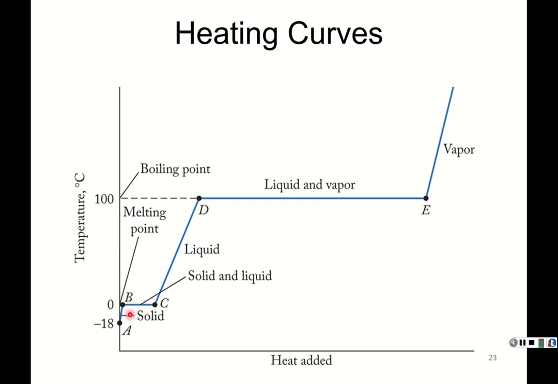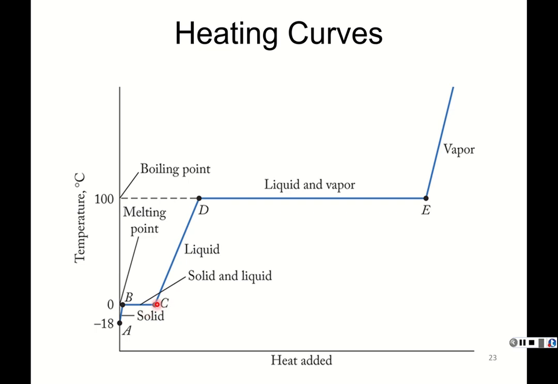And if you'll notice, to get from negative 18 to 0, we barely added any heat on this x-axis, and the temperature increased. But look how far you have to walk along this x-axis from point B to point C. That's a lot of heat being added without any change in temperature. So those phase changes require a lot of heat, more so than actually changing the temperature.